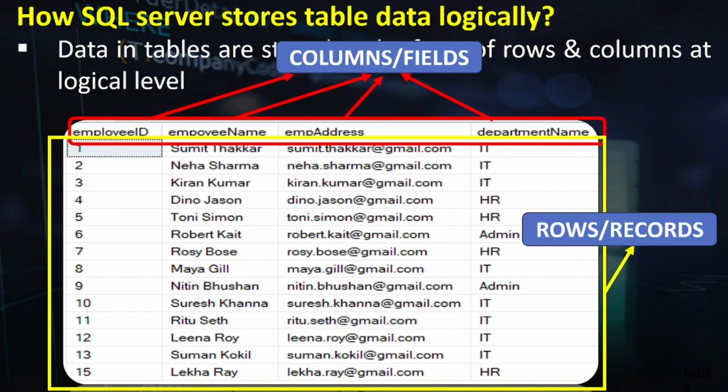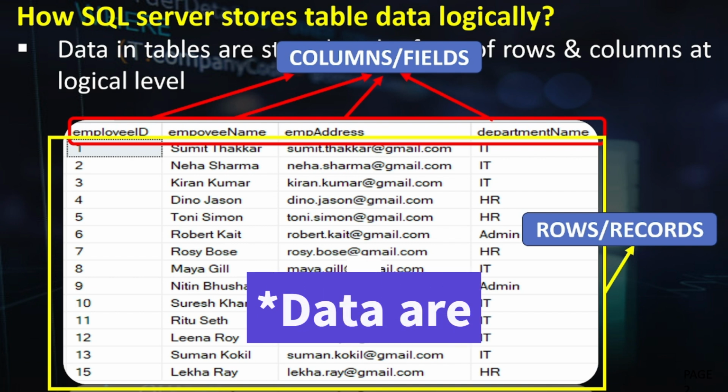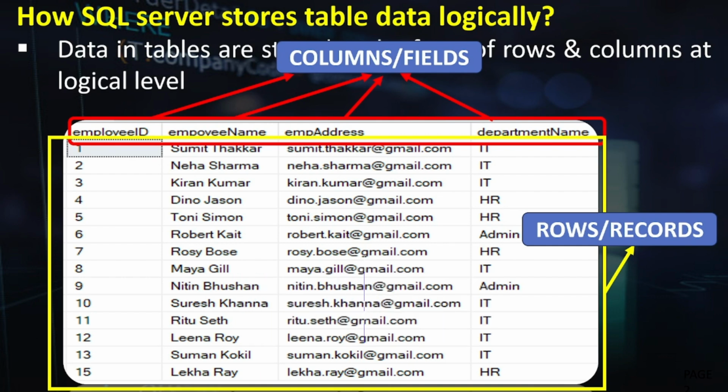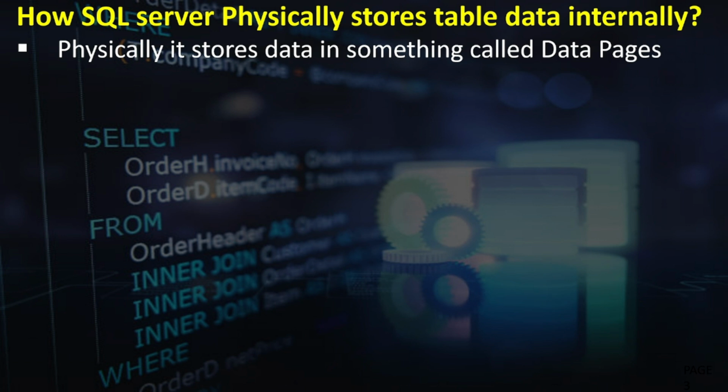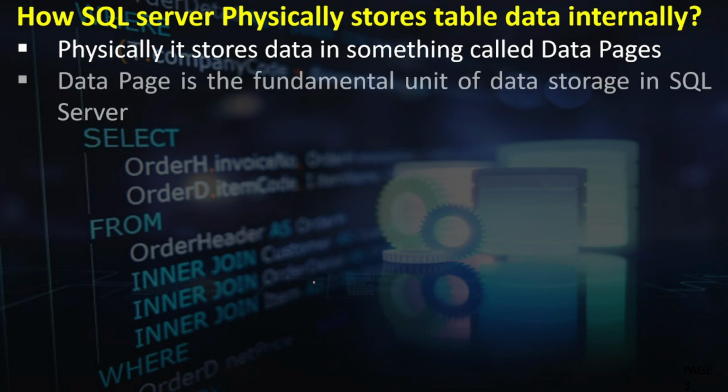So this is the first way of thinking about how data is stored logically or visually in SQL Server, in the form of tables. Now, thinking about how data gets stored physically. Physically, the data is stored in something called data pages. Data pages are called the basic or fundamental unit of data storage.